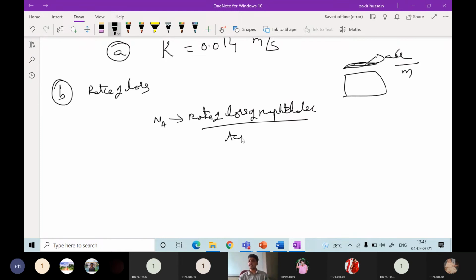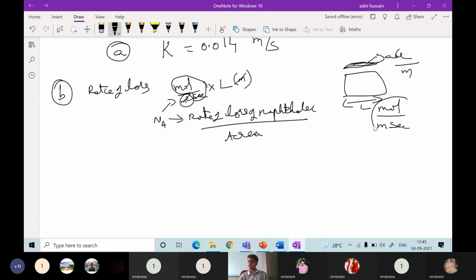per unit area. Flux is mole per meter square second, so mole per second is the rate of loss, and per unit area it is flux, but we want mole per meter second. So we have to multiply this with some length of the flat sheet. Then this length will have units of meter, and this meter will be cancelled, and you will get mole per meter second.